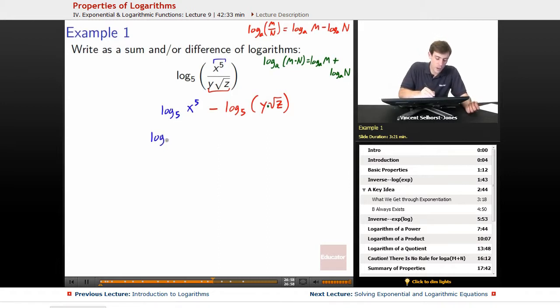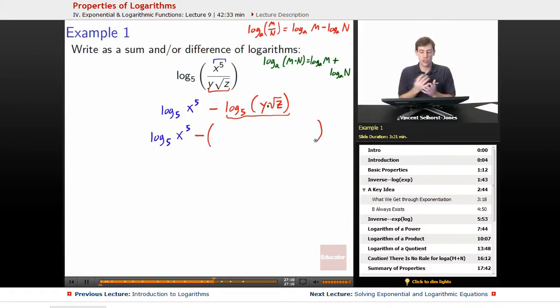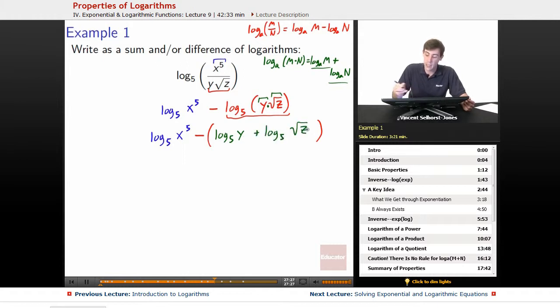So log base 5 of x to the 5th minus, now notice we're splitting all of this here. So we're still subtracting all of it, so we want to put it in parentheses because it is subtraction that we're doing here. So we now work on this thing here, log_a m plus log_a n. So our m is y, our n is root z, and we've got log, still the same base, 5 of y plus log, still the same base, 5 of root z.